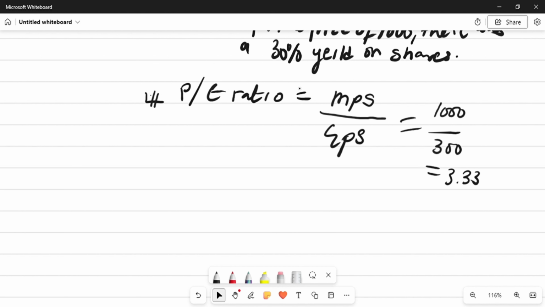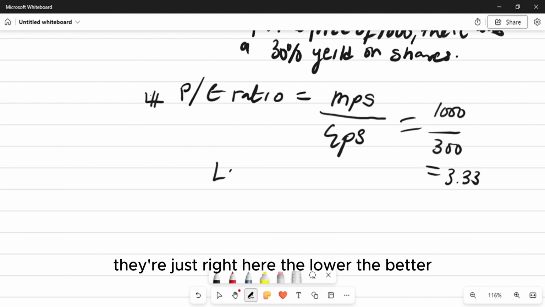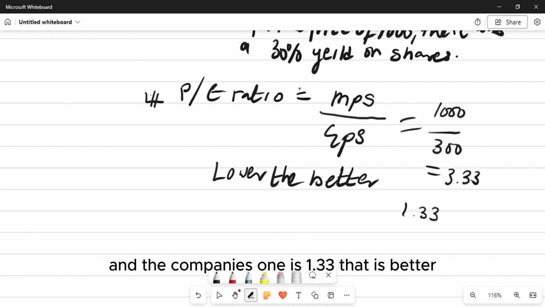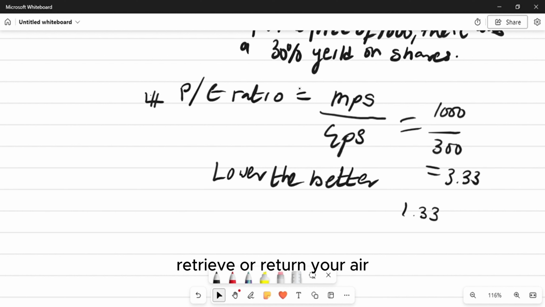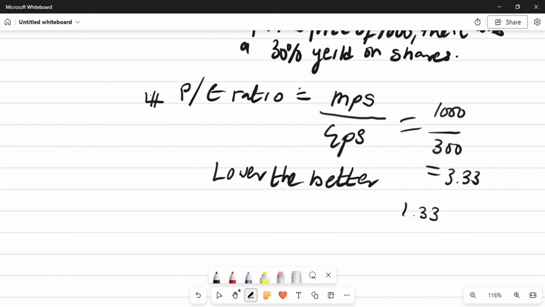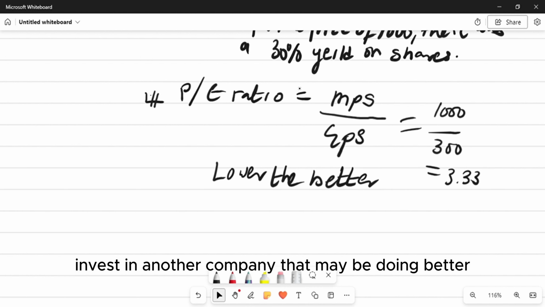Okay, so now we're going to move on to the next ratio. Let's just write here, the lower the better. For example, if you're comparing it to another company and the other company's is 1.33, that is better. You would rather invest in the other company because you know that you're going to retrieve your price money faster than you would in this company. And if the industry figure is 5, you know that this company is doing better, so you have to invest in this company. If the industry figure is 2, you know that the company is not doing good enough and you have to invest in another company that might be doing better.